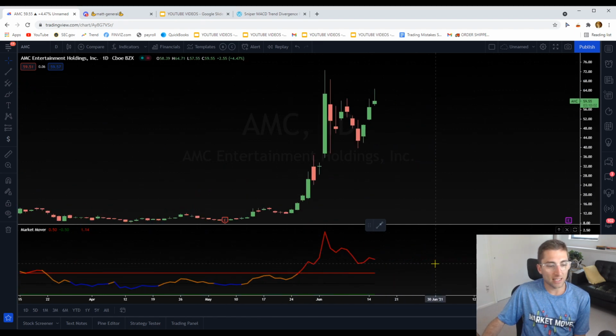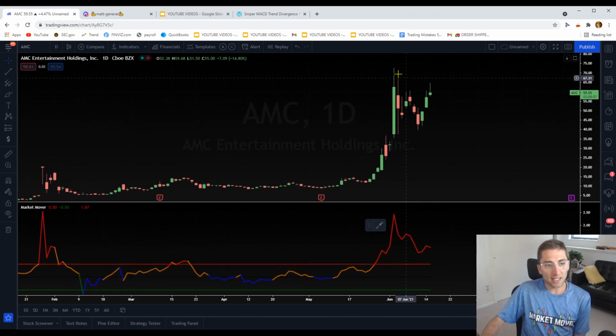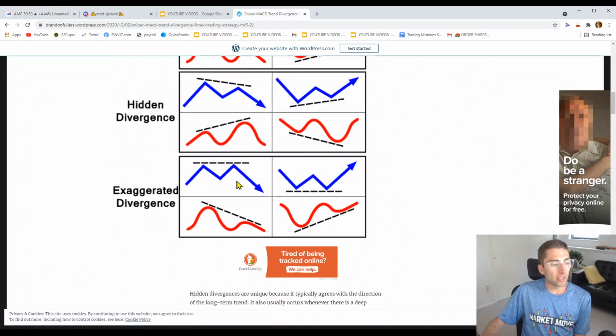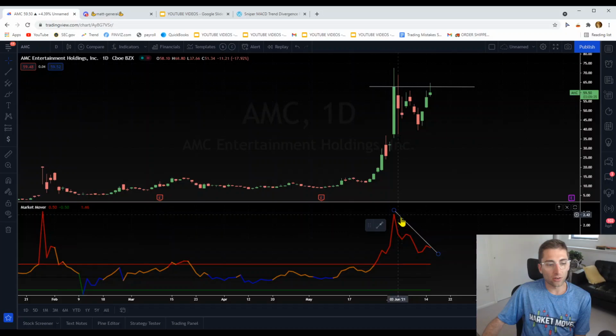So right here, AMC, and we'll blow this indicator up slightly. You see AMC right here making a double top. So this is showing us exaggerated divergence. Look at the indicator down here, making a lower high. So right here, exact scenario, double topping, and the indicator is not making that equal top. It's making a lower top here. So we're seeing divergence on AMC. We could see a fallback on AMC to the 40s this week just because of that divergence.